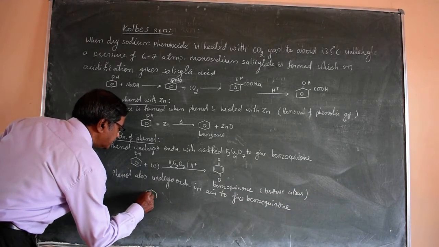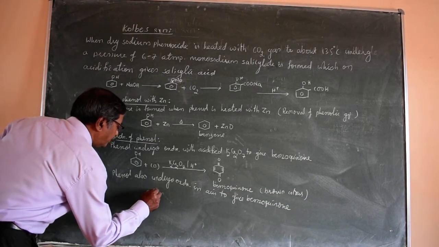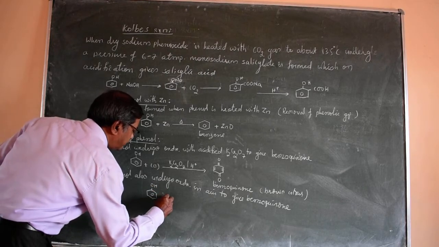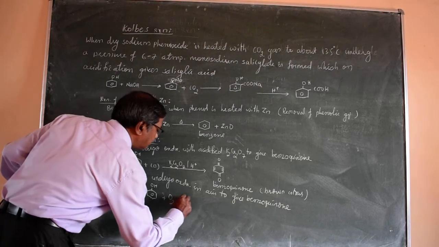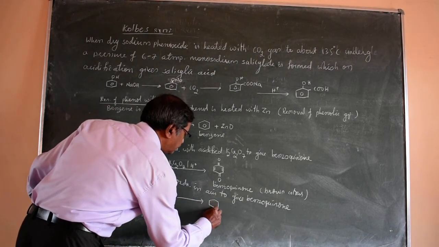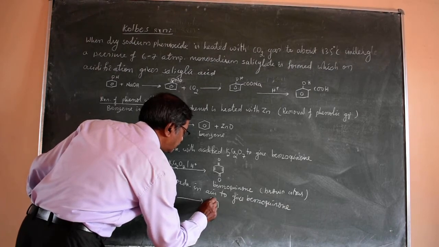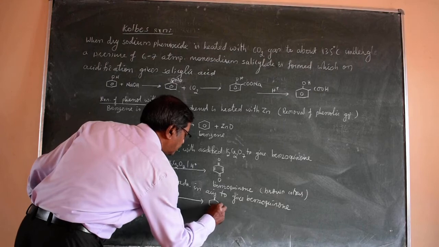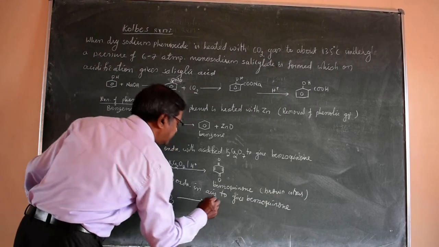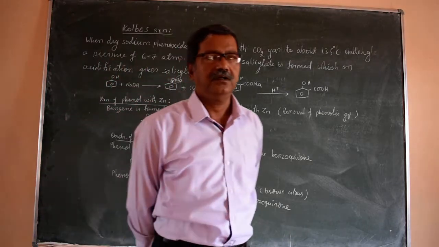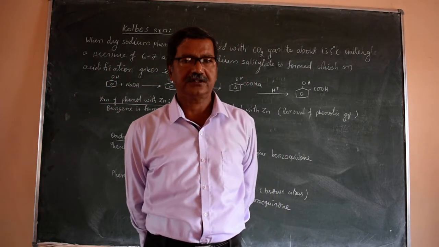So the question is, phenol undergoes oxidation by air, that's O2, to give the product, which is brown in color. So this is about the properties of phenols.